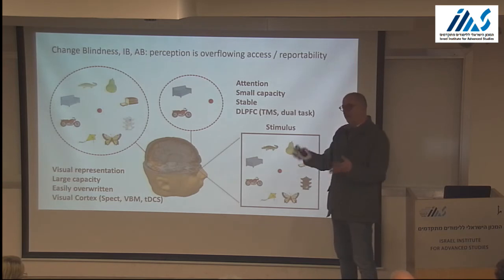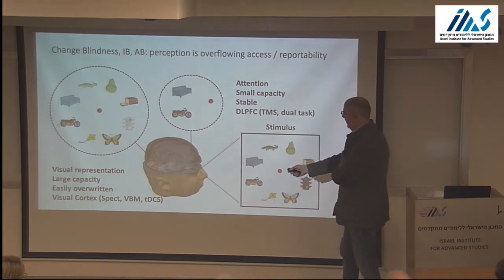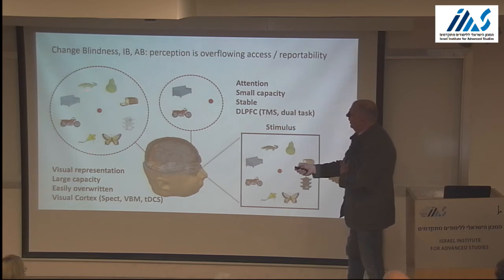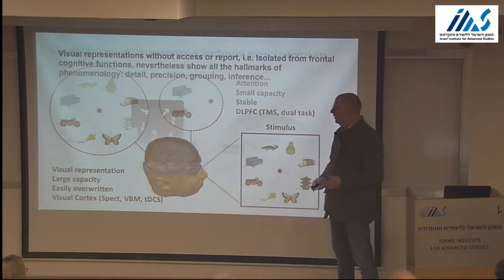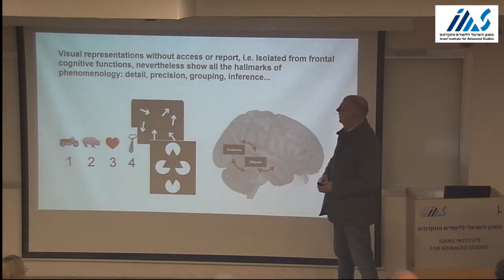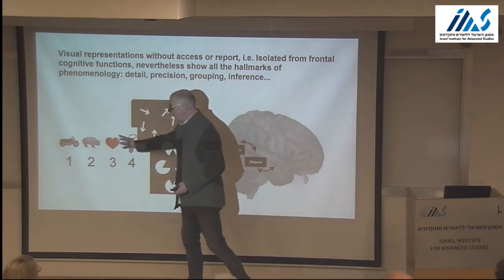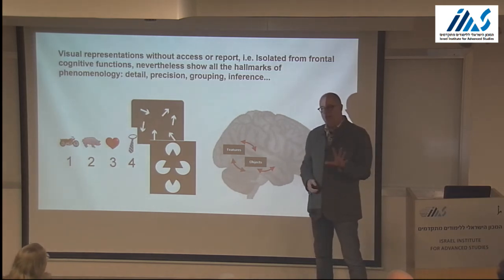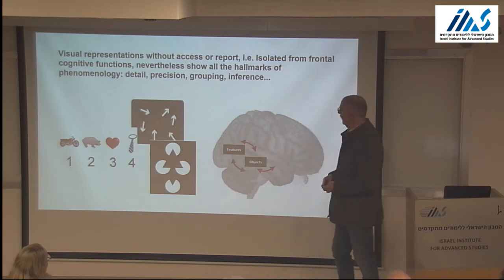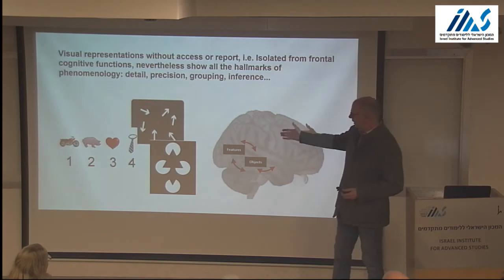And we did a lot of experiments using these partial report, post-cueing and pre-cueing experiments. Well, if not, maybe you should read about them, indicating that indeed we have a very rich representation sitting somewhere, at least, in our brain of the scene as a whole. It's not impoverished, it's not a gist. We've done lots of experiments showing that for these representations without access or report, you can probe their precision, you can probe whether subjects really knew what the item was that was in fragile or iconic memory. We did all sorts of experiments like that, really showing that this rich, widespread, phenomenal representation which sits in visual cortex is indeed about pretty much the whole scene. It's really about many objects, showing detail, precision, grouping, inference, what have you.